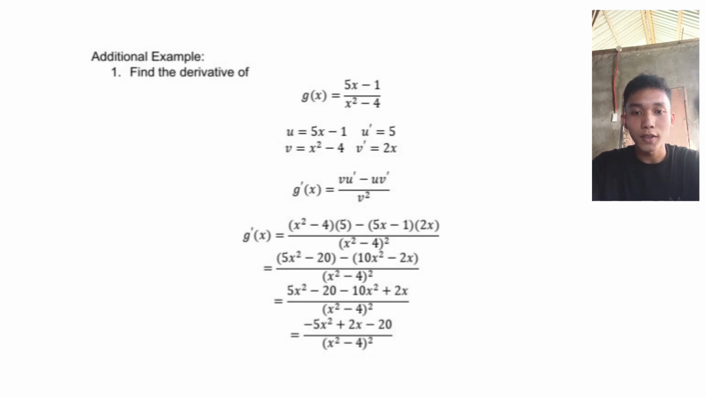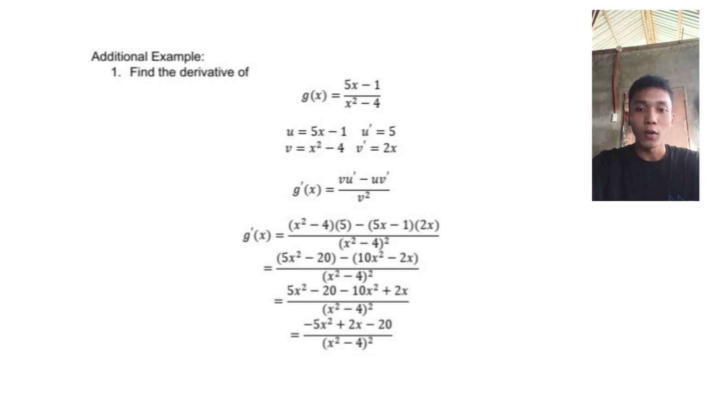Then here's our formula in getting the derivative using the quotient rule. g prime of x is equal to v times u prime minus u times v prime over v squared. Then substitute all the given. Then g prime of x is equal to x squared minus 4 is multiplied by 5 minus 5x minus 1 is multiplied by 2x over x squared minus 4 raised to the power of 2.